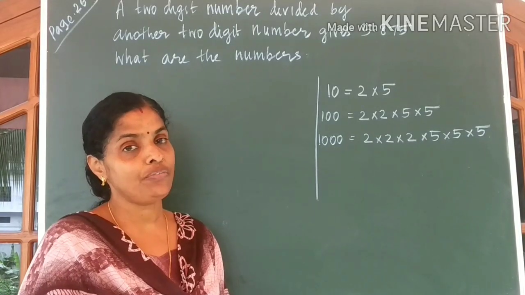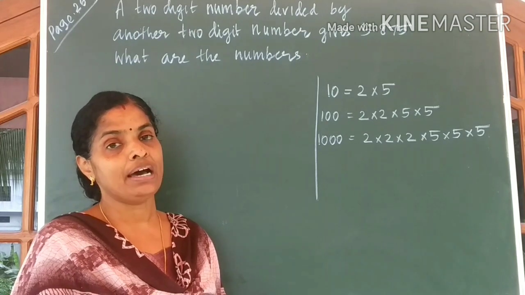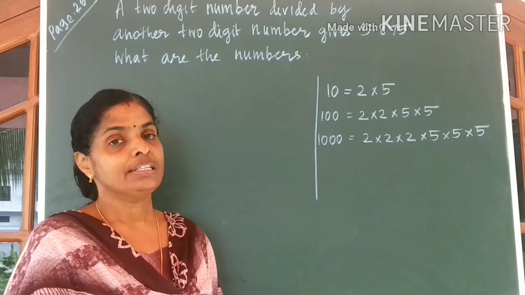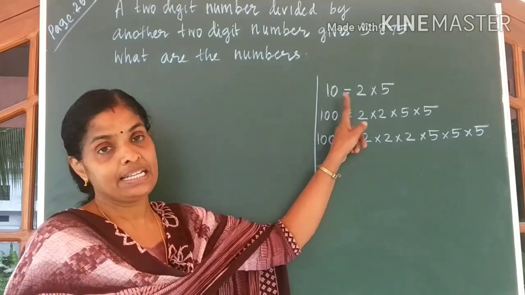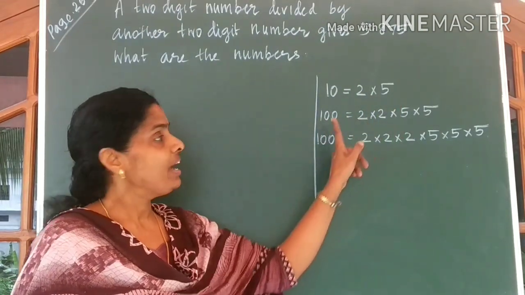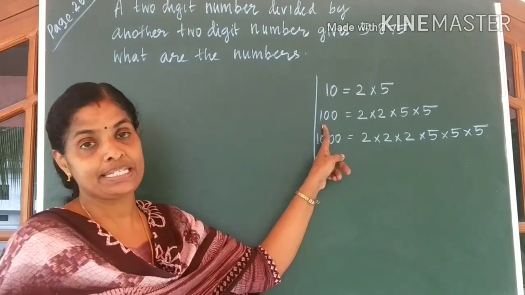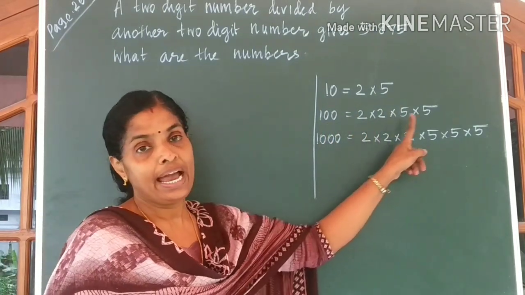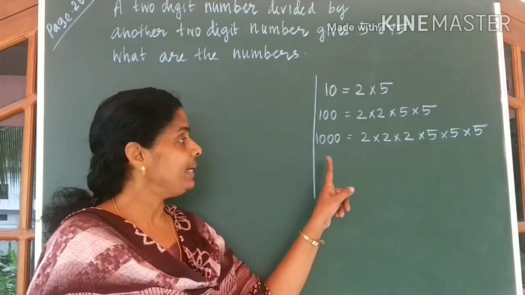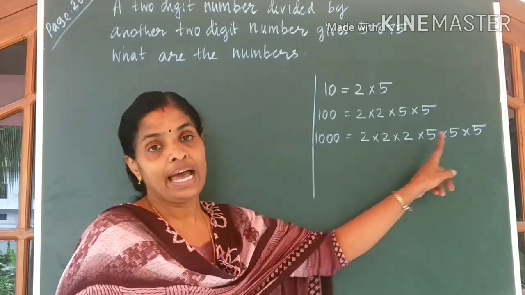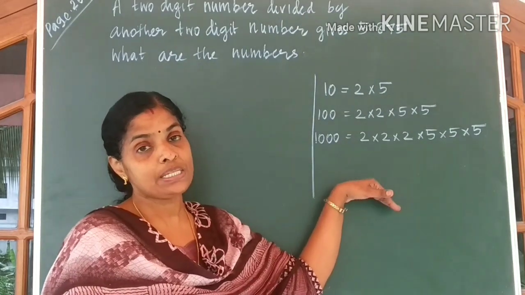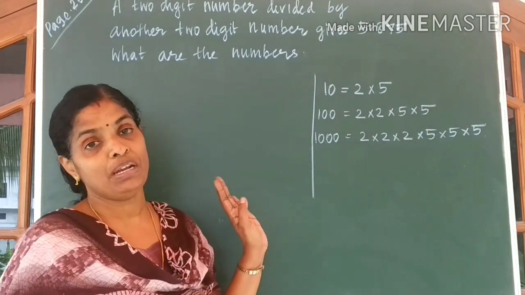The second part of decimals. In the first part, I have made clear the fact that 10 can be expressed as 2 into 5. 100 can be expressed as 2 2s and 2 5s. Similarly, 1000 can be written as 3 2s and 3 5s. We use this idea for this problem also.